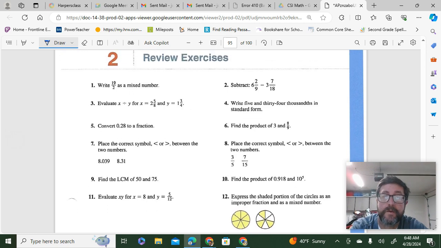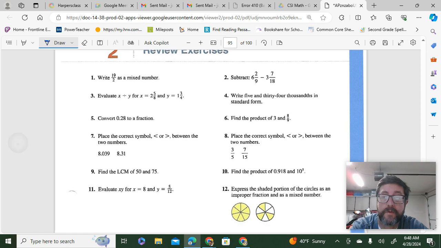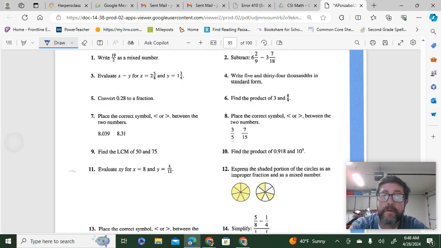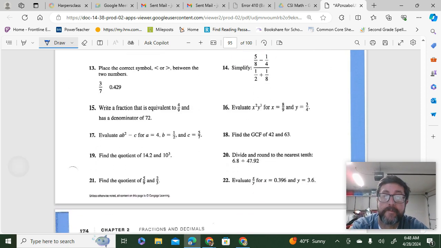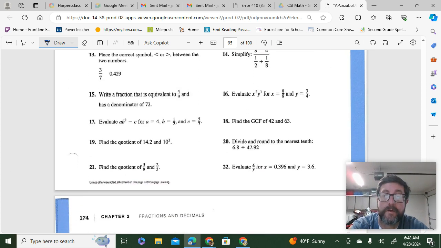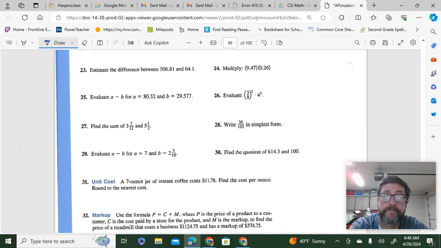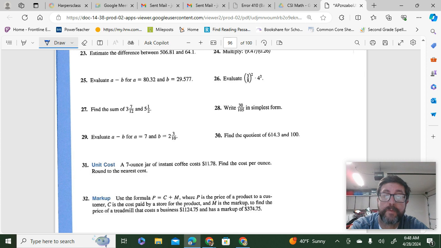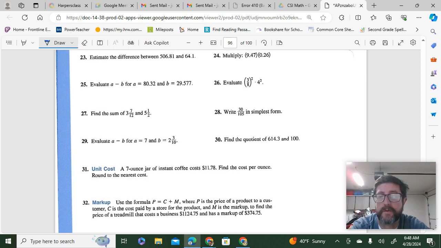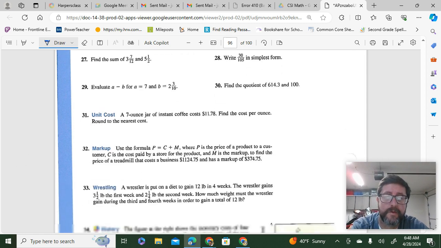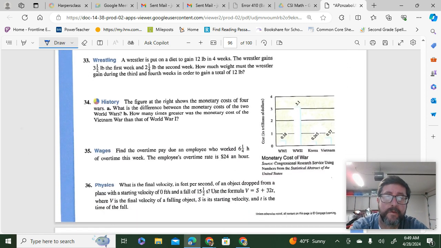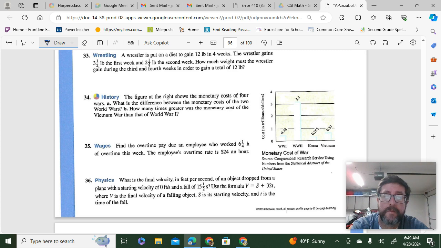Okay. Chapter 2, Review Exercises. Pause it and do this. Pause it and do this. Pause it and do this. Pause it here and do this. Pause it and do this.